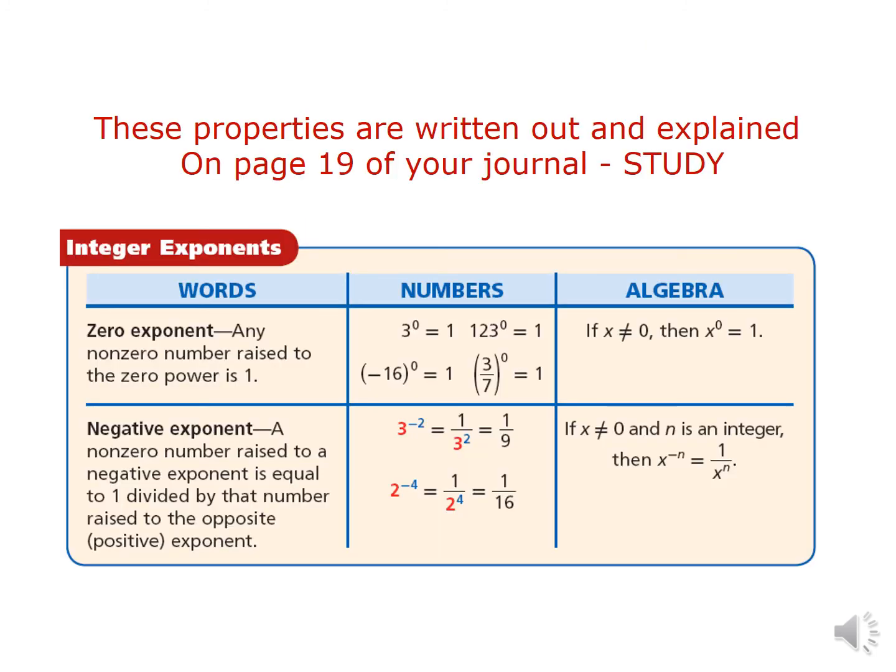Okay. These properties are written out and explained on page 19 of your journal. So if you still don't understand zero exponents and negative exponents, then you need to go back and read that. Notice here they give you an example. It is a flip it sign, so it flips it to the bottom. If I had 1 over 2 to the negative 2, that would be 2 squared, which equals 4, because I would flip it up. So just think of it as a flip it sign.